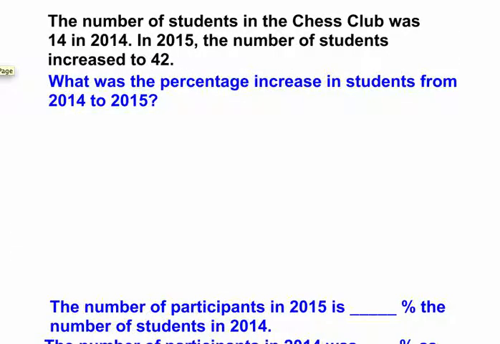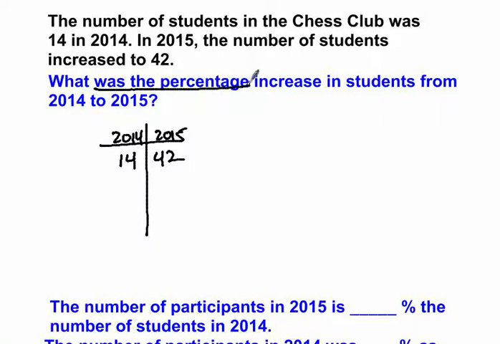Okay, we're going to do a couple problems of analyzing data with percent increase and comparing parts to each other. The number of students in the chess club was 14 in 2014. In 2015, the number of students increased to 42. I'm going to represent that information in a T-chart of 2014, 2015. We went from 14 students up to 42.